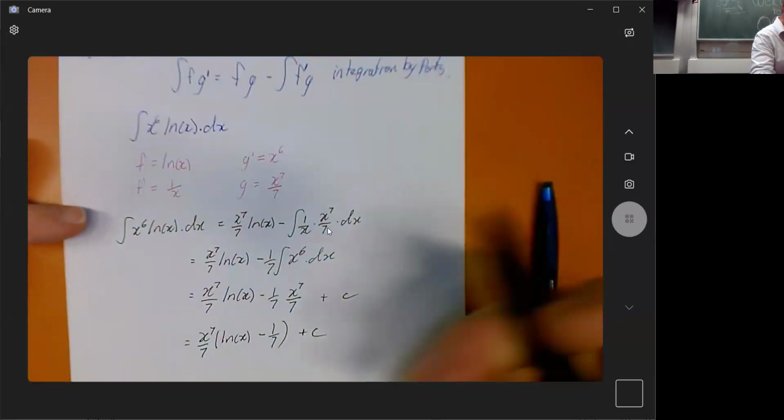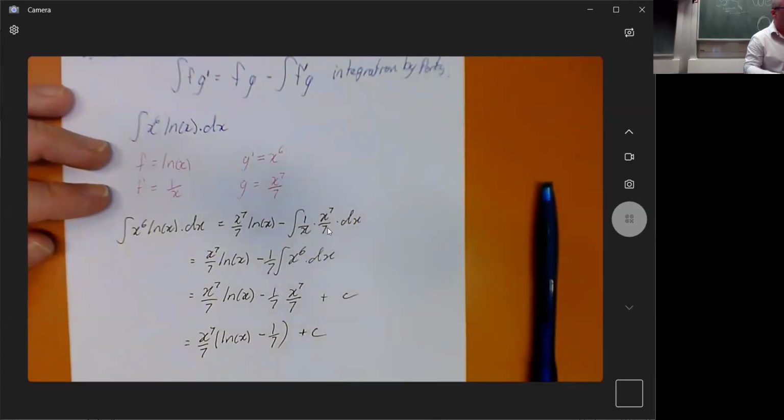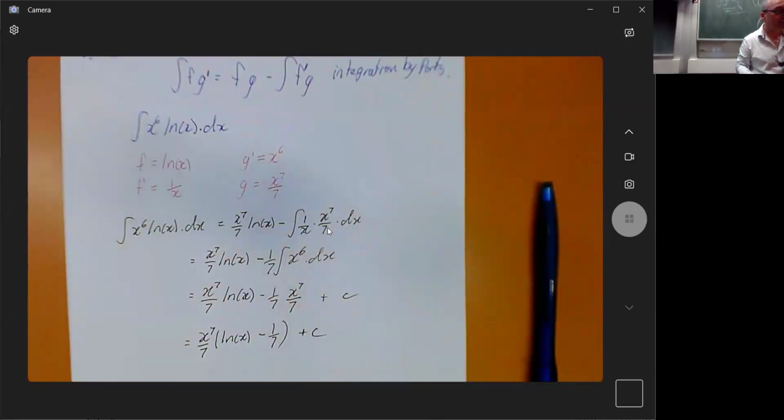So the key part I want to point out here is that when I did this, this actually cancelled the ln out of the expression for that integral. So we shouldn't think about integration by parts as a technique to solve integrals. It's a technique to rewrite the integral into a simpler form.